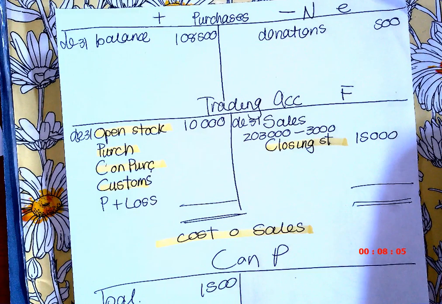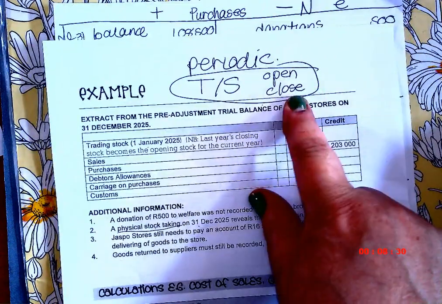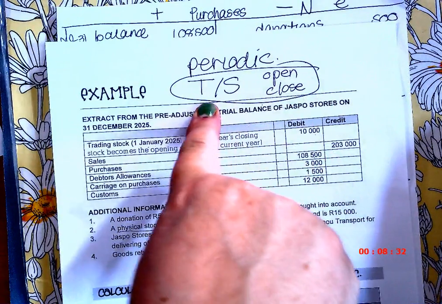They're going to say trading stock. You know it's either opening or closing. So obviously the most logical way for them to do this is they give you trading stock as the opening and closing stock as the additional info. But you'll read. Okay? So just remember that. Opening and closing stock you'll find in trading stock.